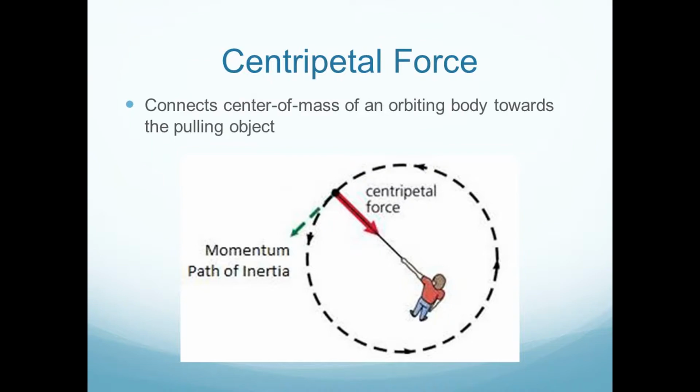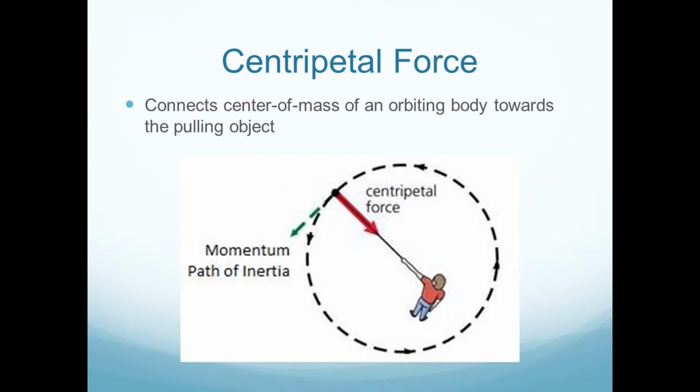So for instance, in the image below, that boy is holding onto a string, and at the end of the string there's a ball, and he is rotating around himself. But the moment that string snaps, that ball will no longer rotate around the boy, it will follow the green arrow and it will continue in the direction at which the momentum of inertia is going towards. So that centripetal force is really what holds the moon towards the Earth, in addition to the gravitational force.